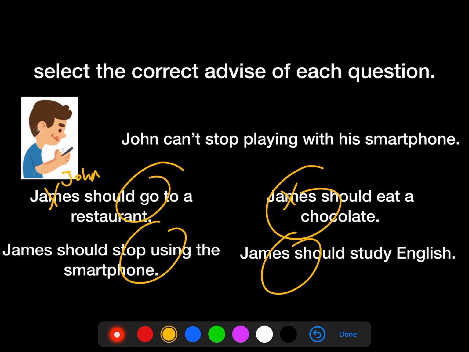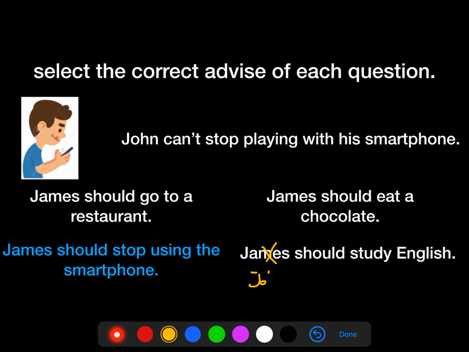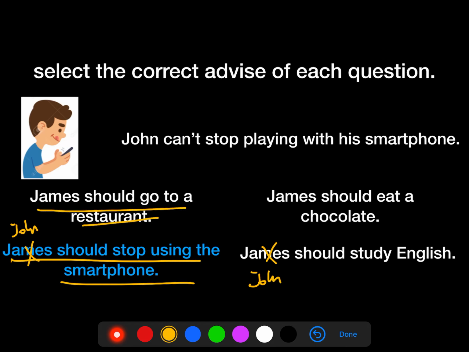Sorry about that. It's John. So the answer is John should stop using the smartphone. This is the correct advice for John. So is he hungry? No. So this is not the correct advice.